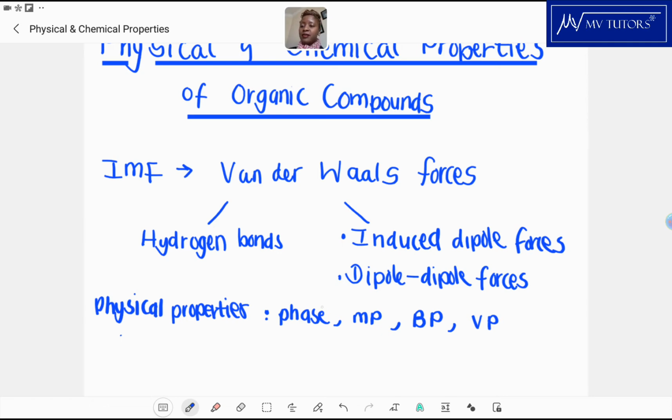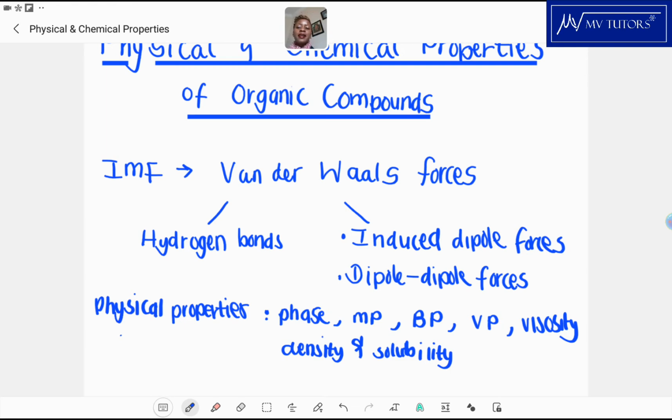And then what else are we going to look at? We're also going to look at viscosity, density, and solubility.